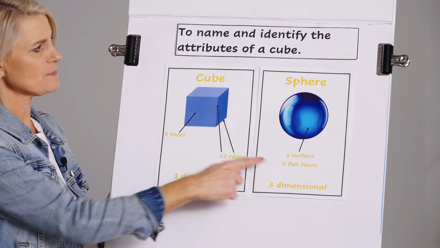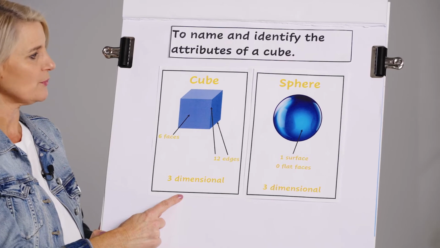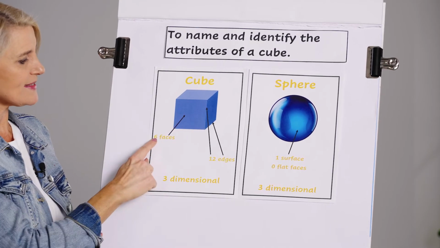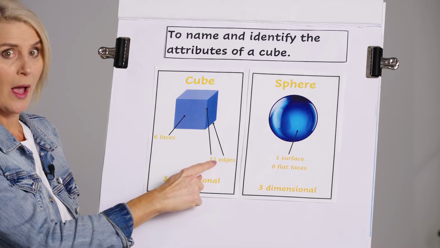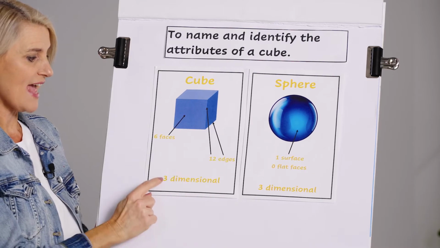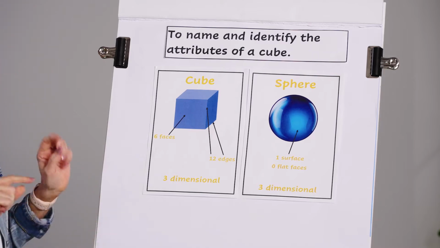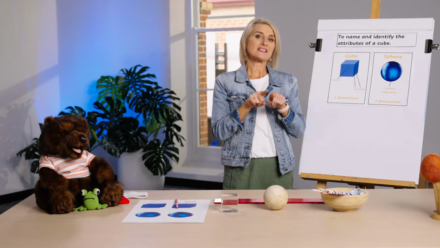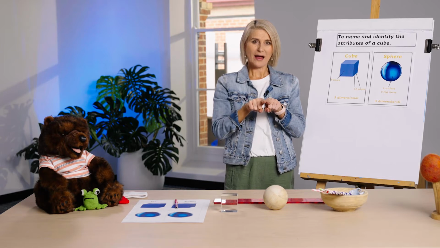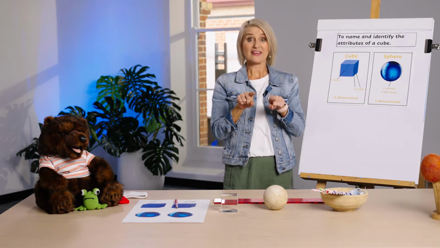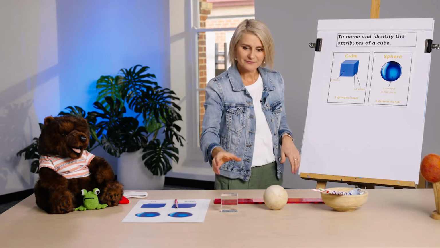Let's have a look here. I've got some posters here and it's going to help us understand the attributes of a cube. A cube has 6 faces. It has 12 edges and it's 3-dimensional. When we're talking about it being 3-dimensional, we talk about the different dimensions being 1 being length, 1 being width, and the other one being depth. It means we can pick it up.